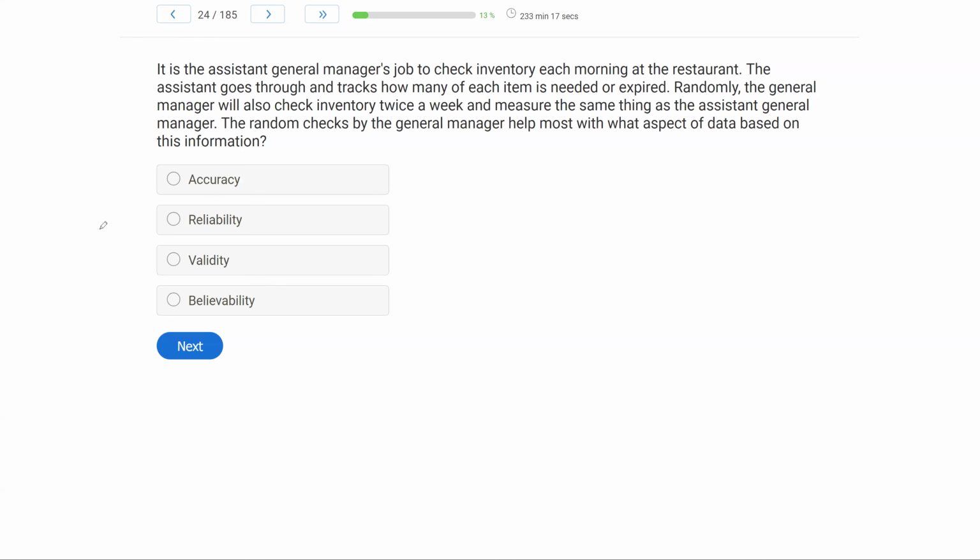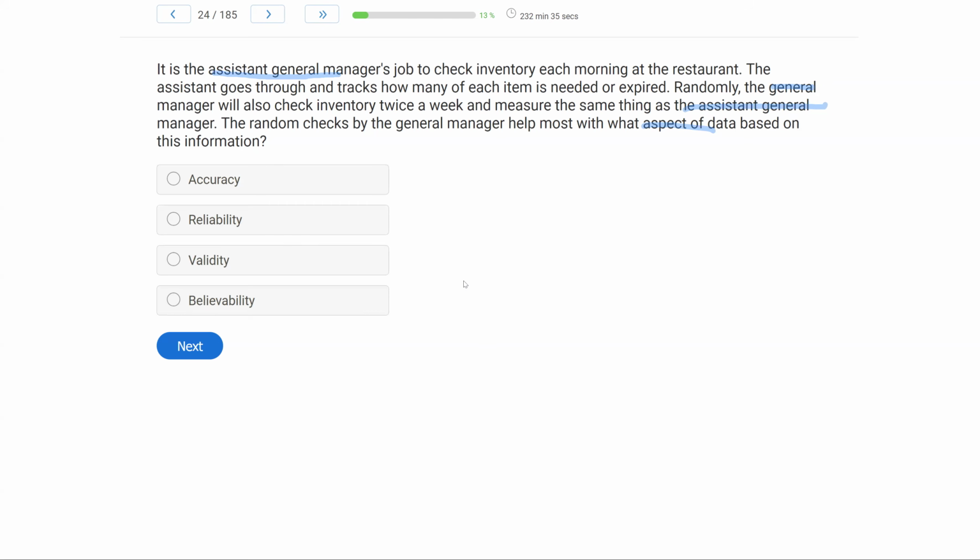So let's think about this behavior analytically. If we have a situation where we have the assistant general manager going through expired or needed items, and then also a general manager doing the same thing and measuring the same thing, what do we consider that? Well, we consider that some inter-observer data or inter-observer agreement data collection. It's like me and you taking the same data and comparing our data, IOA. So the question becomes, what aspect of data does IOA help with the most? Accuracy, reliability, validity, or believability?